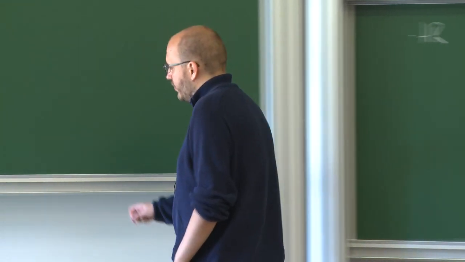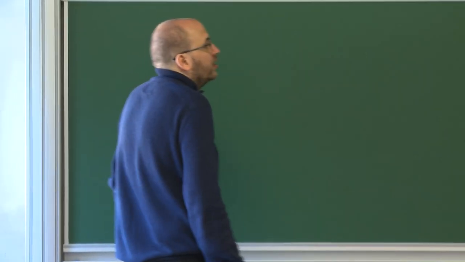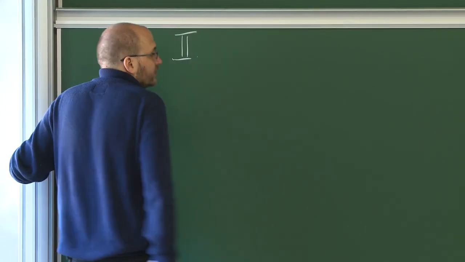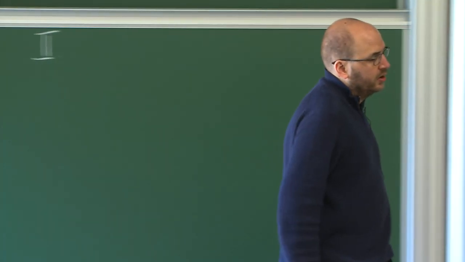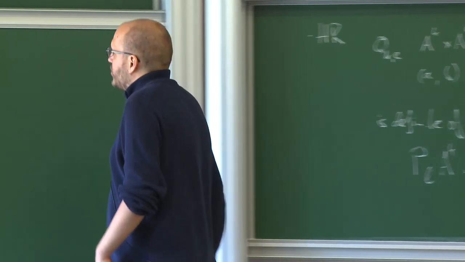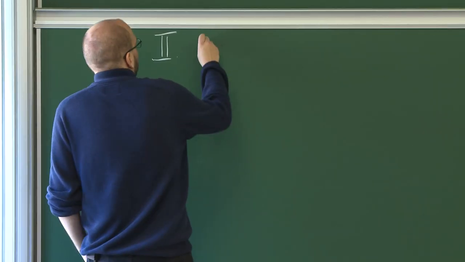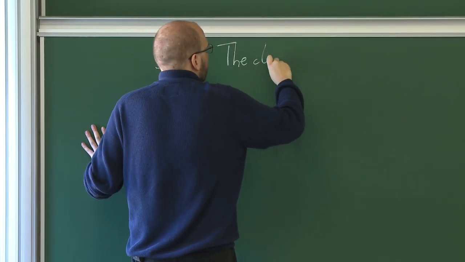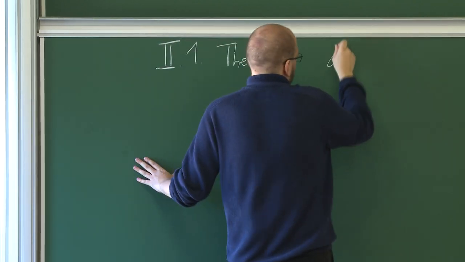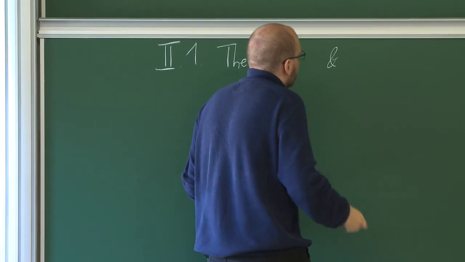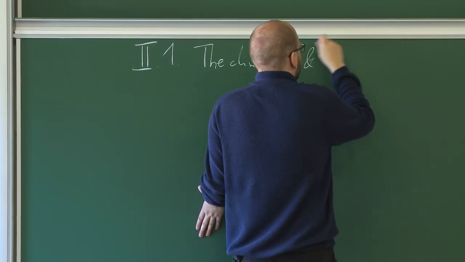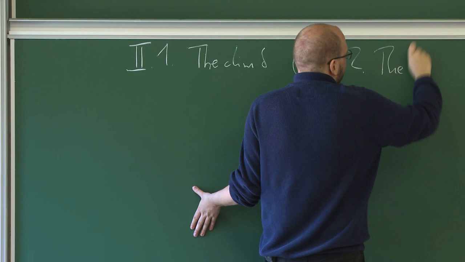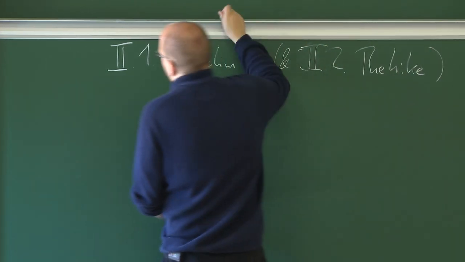And for this, we will need a double induction. So we will have two sections that you can imagine going to the mountains for. So section one will be the climb, and then section two will be, well, if you don't climb, you have some horizontal stretches. So this will be the hike.